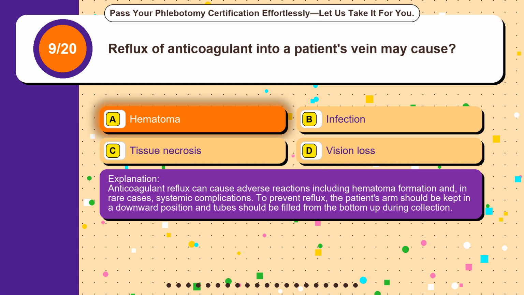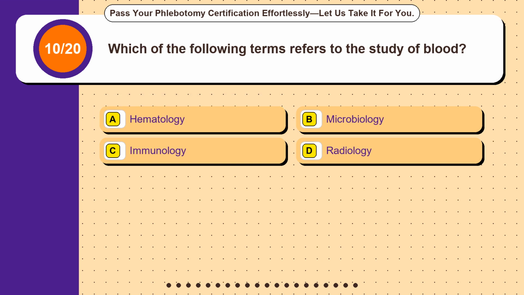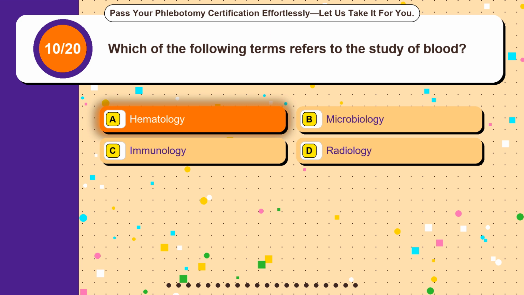Question 10. Which of the following terms refers to the study of blood? Option A, hematology. Option B, microbiology. Option C, immunology. Option D, radiology. The correct answer is option A, hematology.